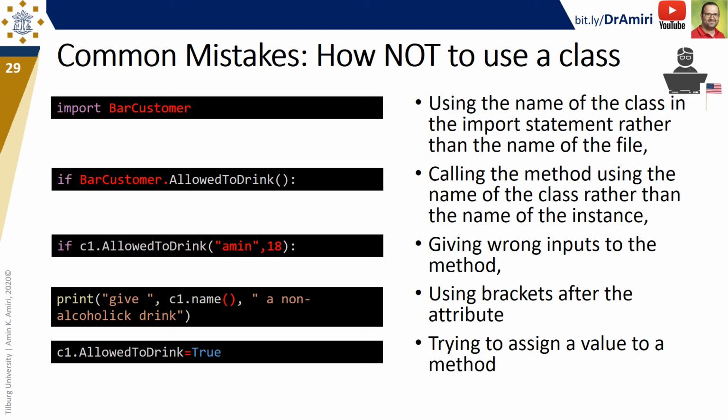The other issue is that some students try to assign a value to a method. So allowed_to_drink is an instance method. It always requires parentheses right after the name of the instance method, and you cannot assign a value to a method. You can do that, but it causes a lot of issues.